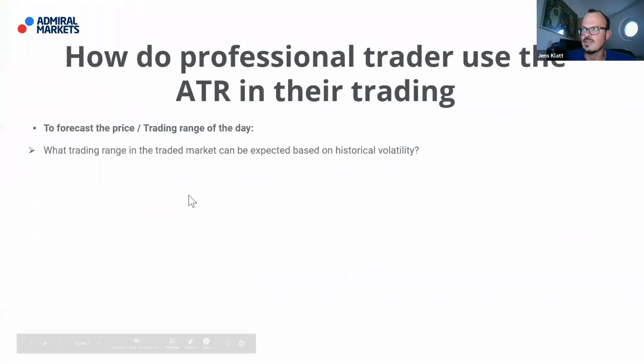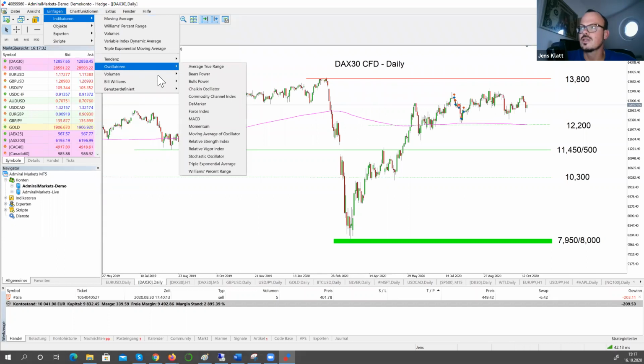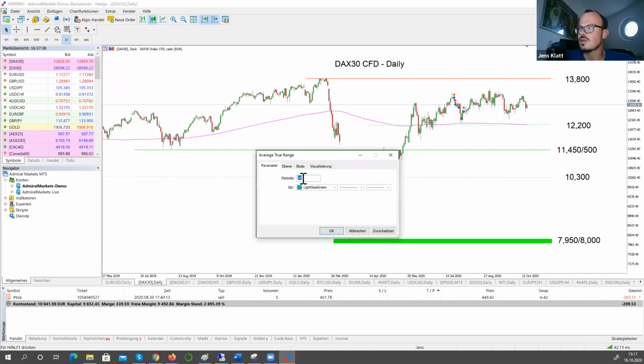Let's have a look again here in the presentation first. Forecast price trading range of the day. That's our target now. Use the ATR here. First of all, what I want to show you is how to include the ATR within your trading platform, in your MetaTrader in this case. So you go here to insert, you go on indicators, and there you go on oscillators, and right at the top you have average true range. What we use here is the standard setting of 14. And then we click on OK, and there we go.